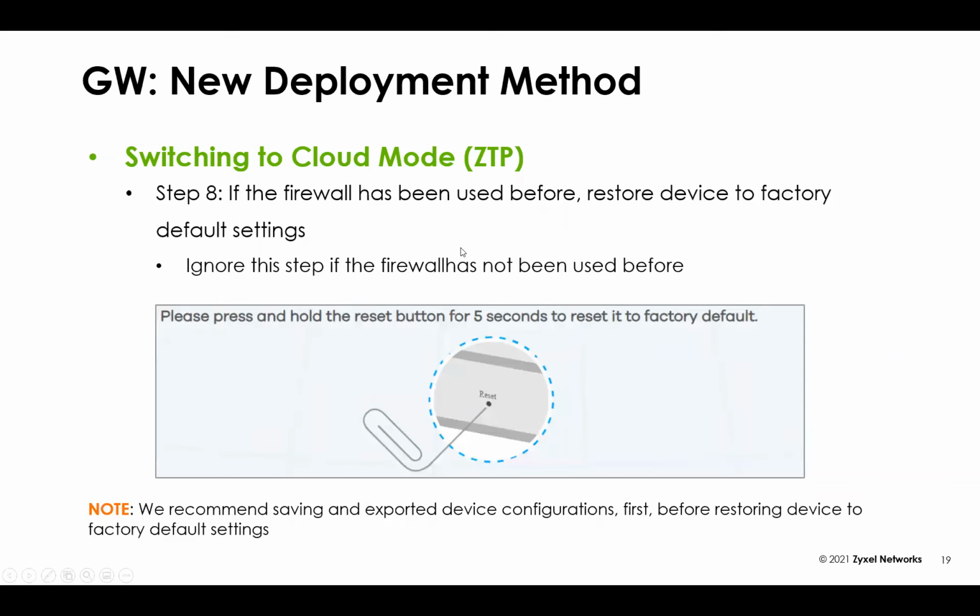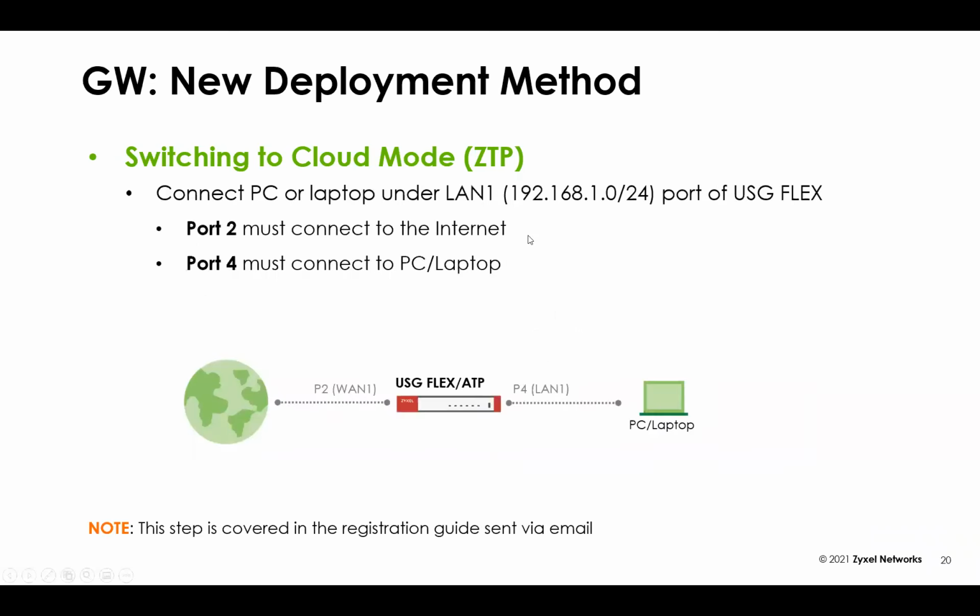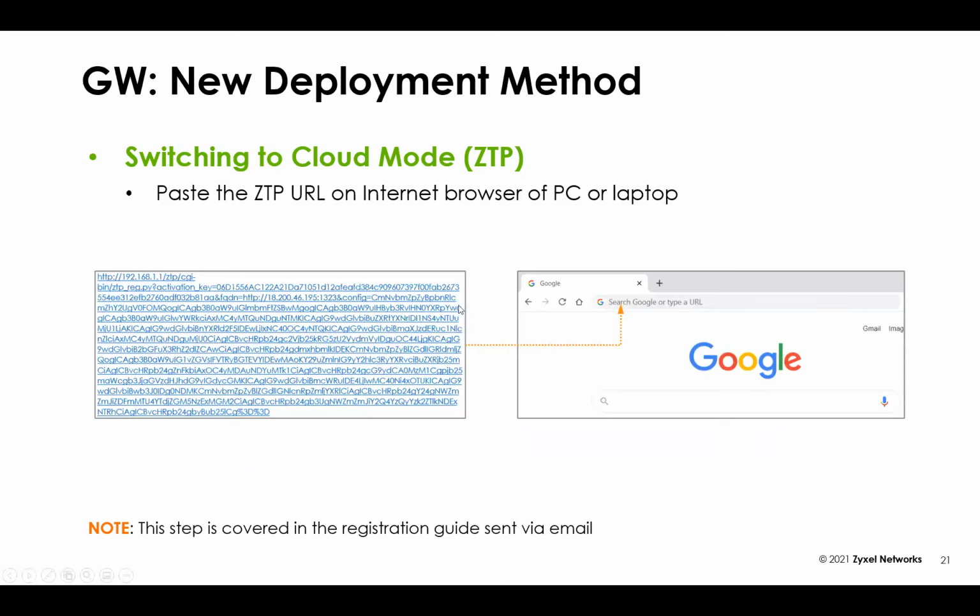Make sure your device is factory defaulted back to its regular settings. So you're going to press and hold the reset button for 5 seconds on the device. And then once it's come back up, you're going to go ahead and copy that link into a browser, and then it will go through the whole ZTP process. Here we have P4 connected to a laptop and P2 connected to your WAN port. You're going to access the device on its local LAN port, 192.168.1.1.